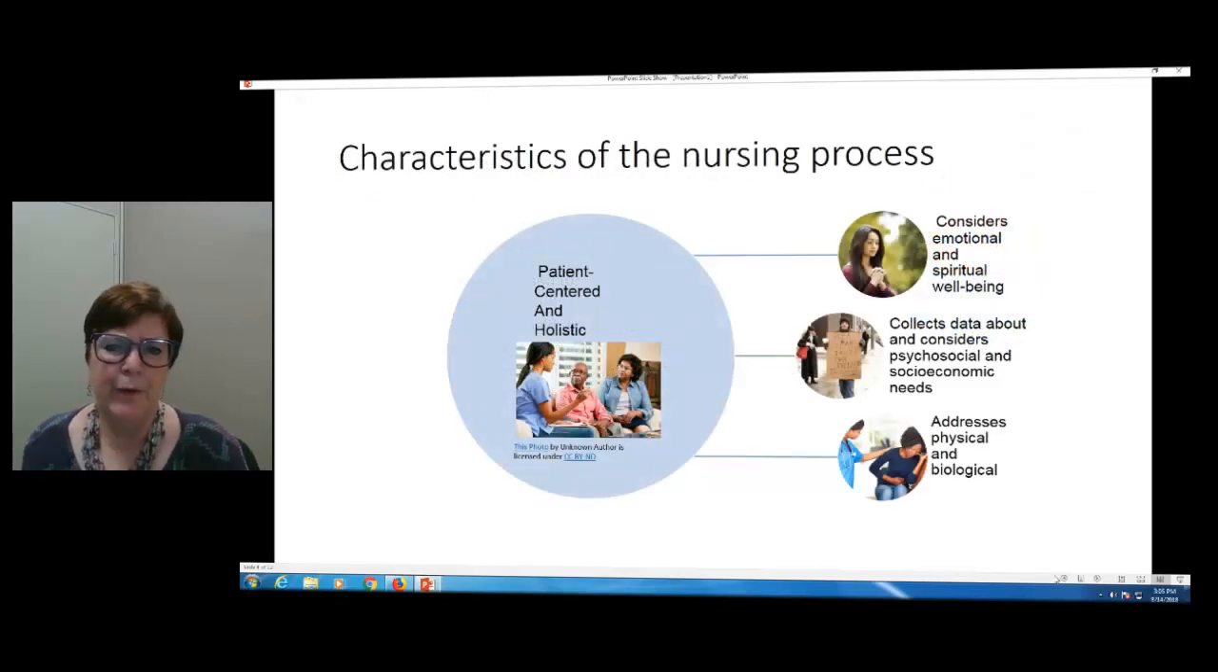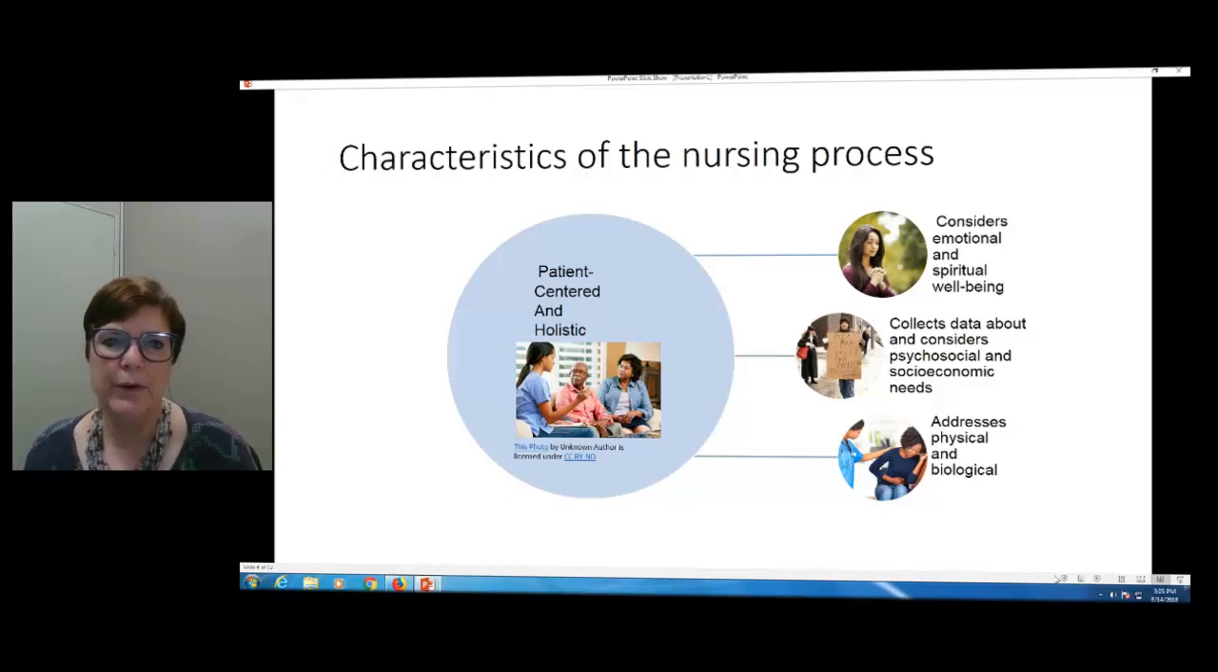So the nursing process is patient-centered and it's holistic. Nursing is different from other healthcare professions because it is so holistic. Physicians go by the medical model, and then the other disciplines tend to be centered on a certain focus, like respiratory therapists are centered on breathing and the respiratory system. Physical therapists are on mobility and moving. But nursing is unique of all the healthcare professions because it is holistic.